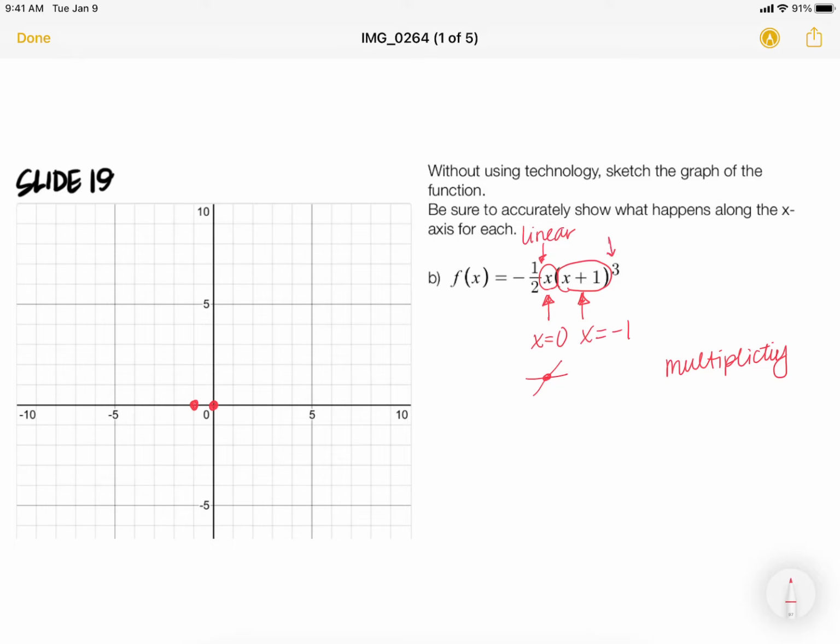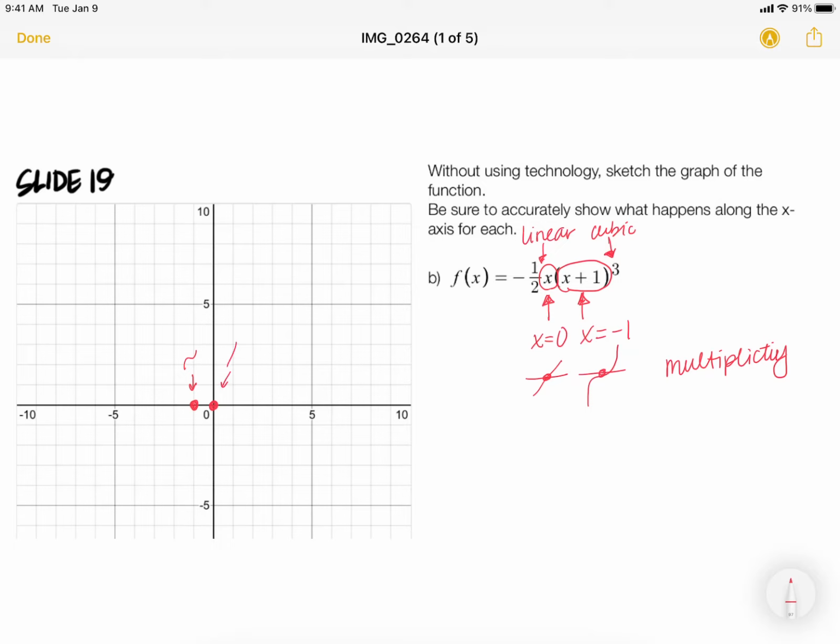This one, because it's got that cube right there, that x to the third, is going to behave like a cubic function, meaning it's going to pass through with this kind of swivel, what we'd normally expect from a cubic function. We're not worried about the 1/2 yet because all we're focused on is our x-intercepts. So I know that this guy right here is going to have that little swivel, and this guy right here is going to go through in a straight line.